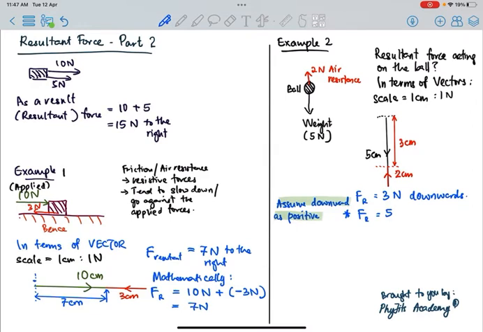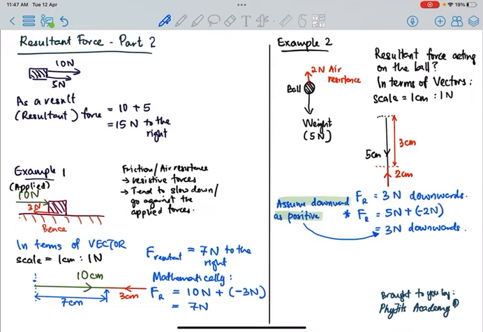So 5 Newton downwards should be a positive 5, added with 2 Newton upwards, which will be negative 2 Newton. So as a result, you will end up with 3 Newton. And since it is positive, and positive is your direction, which is downwards, you can say it is downwards. So in that way, you can actually visualize the idea of vector of forces in the basic form.